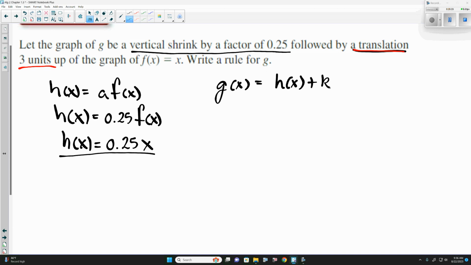Now, what is our value of k? Because it said 3 units up, yes? So the k value is 3. Would it be positive or negative? Positive.